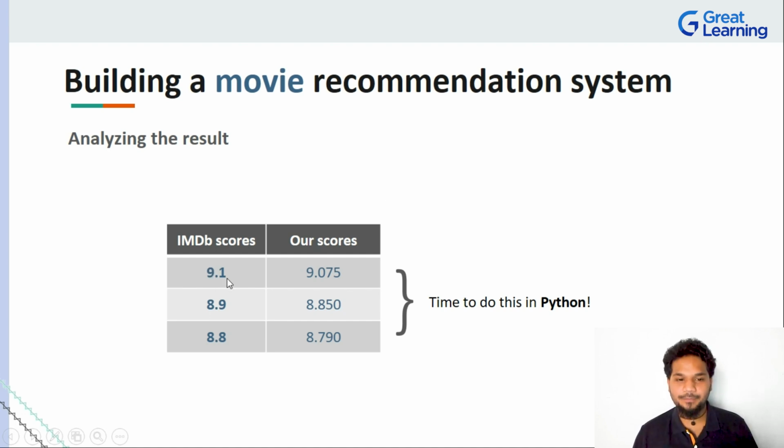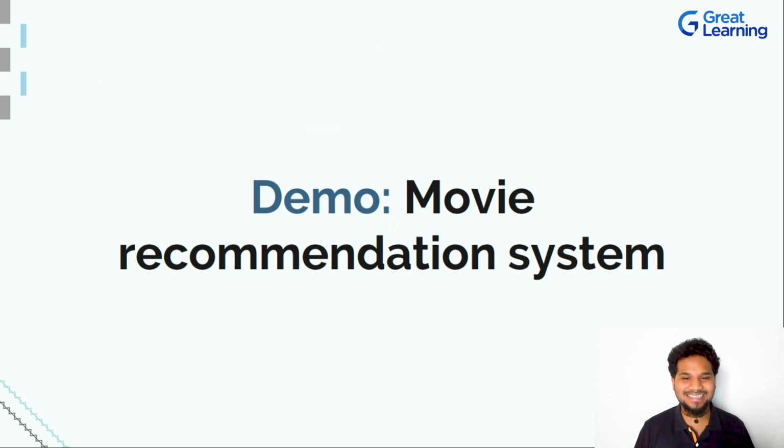If IMDb says 9.1, and our movie recommendation system says 9.075, or if it says 8.9 and ours says 8.85, well, it's pretty close, right? When you think about it, that is the fun thing about our movie recommendation system. It's super accurate, it works fantastically well, and it does a damn good job. So what are we waiting for? Let's head to Python and let's check all of this out practically, right?